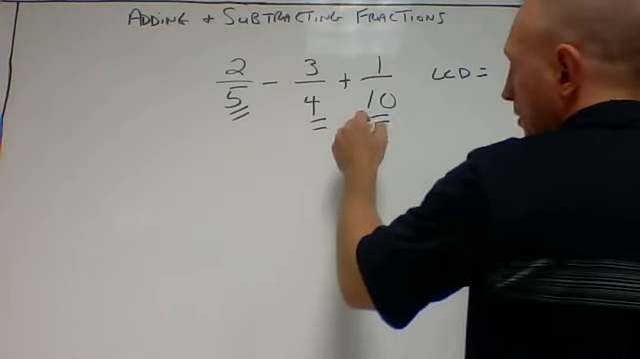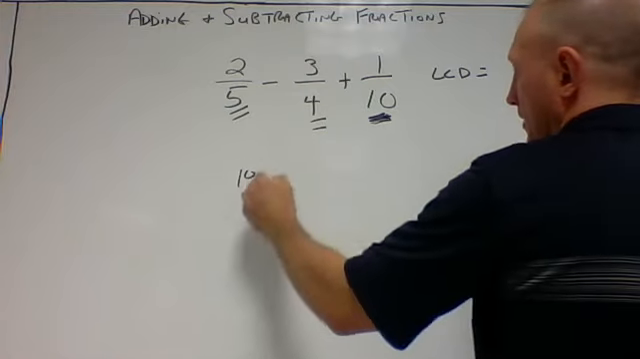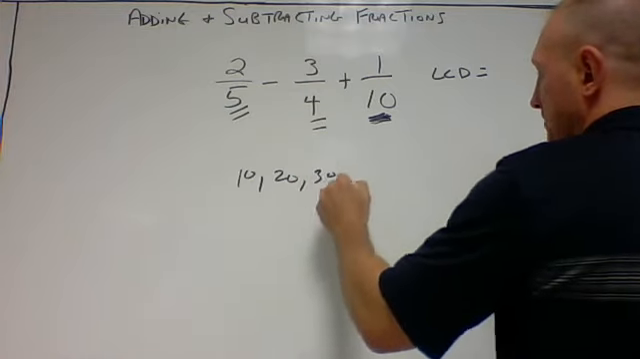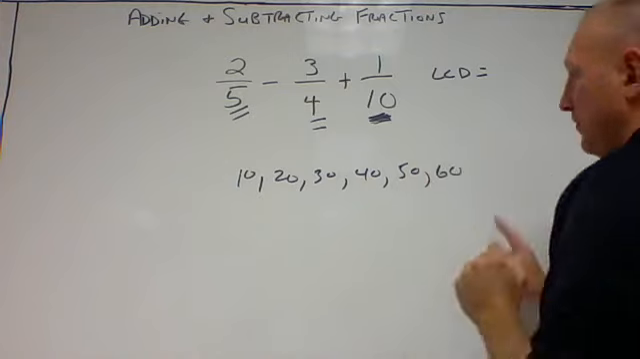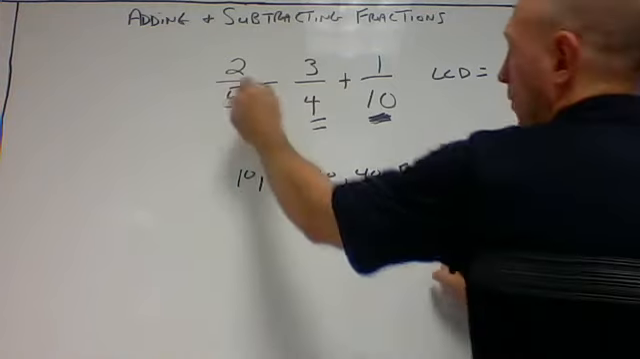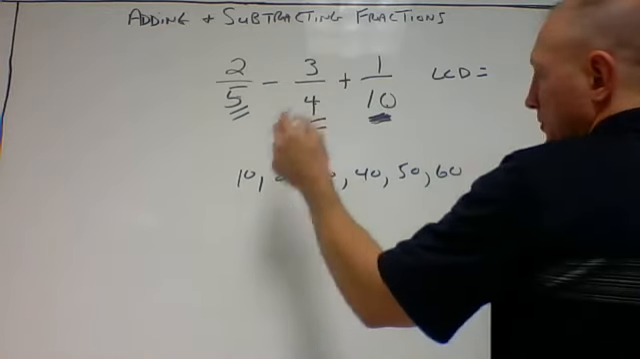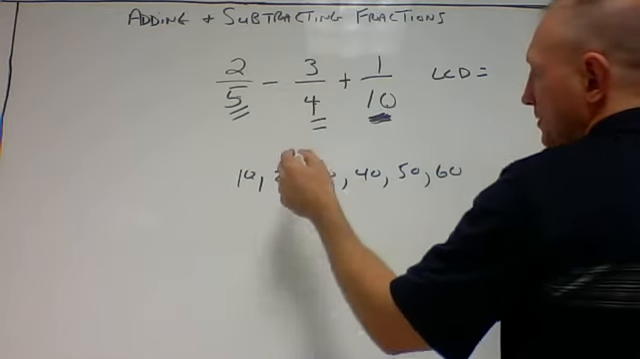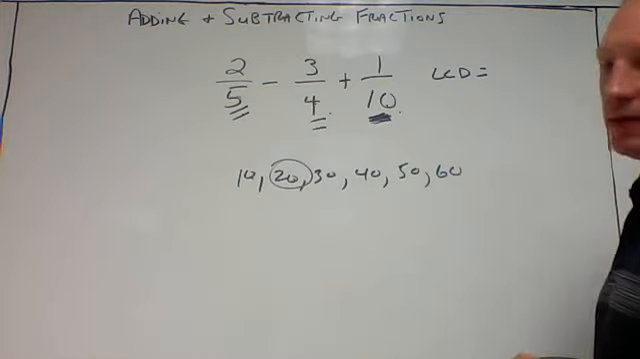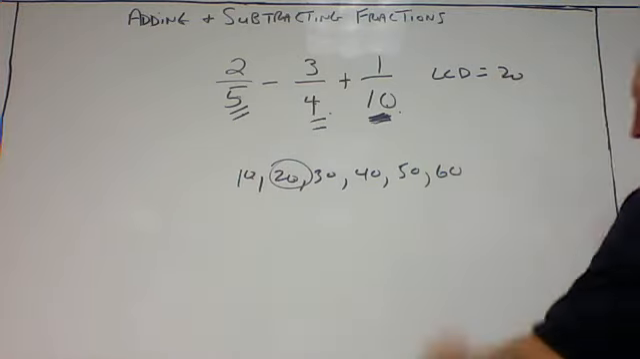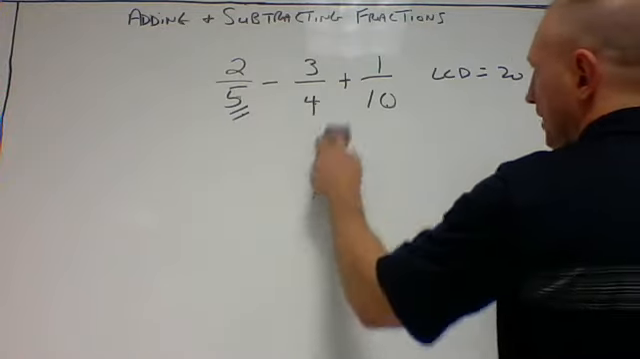So I'm going to look at the largest number, 10, and try and work in multiples of 10 and see what's the smallest number that I can pick out of here that all the numbers go into evenly. So do they all go into 10? No. Do they all go into 20? Yes. 5, 4, and 10 all go into 20 evenly. So that's going to be my LCD. That's one way to determine the LCD.